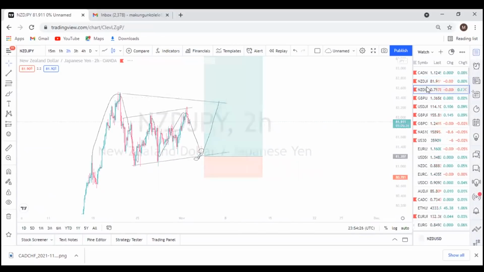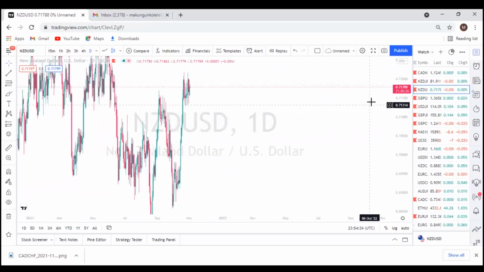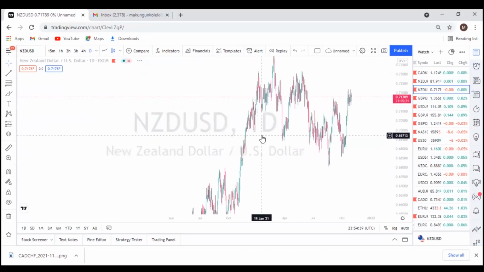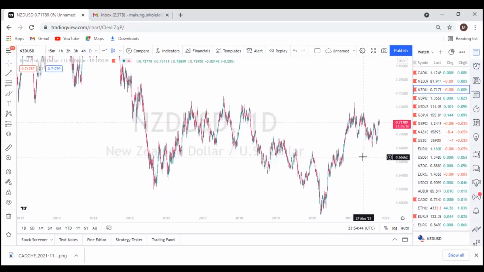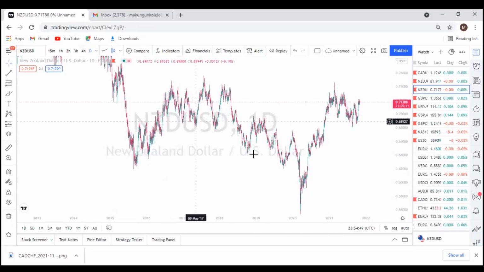Moving on to our third setup, which is NZD USD, or New Zealand dollar against the US dollar. So we're gonna go to the daily, and let me just zoom out. You can see it's almost similar to the previous chart. We had this descending structure, and we had a breakout, a correction, impulse, a correction.